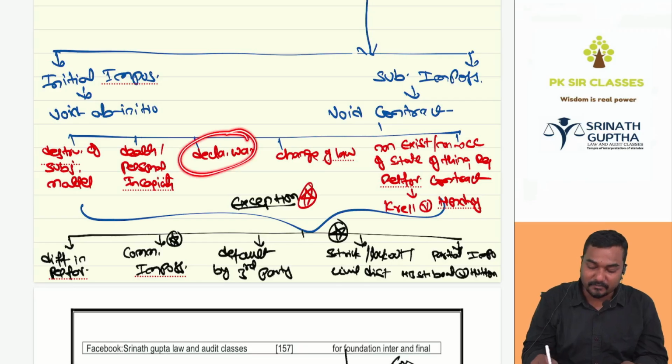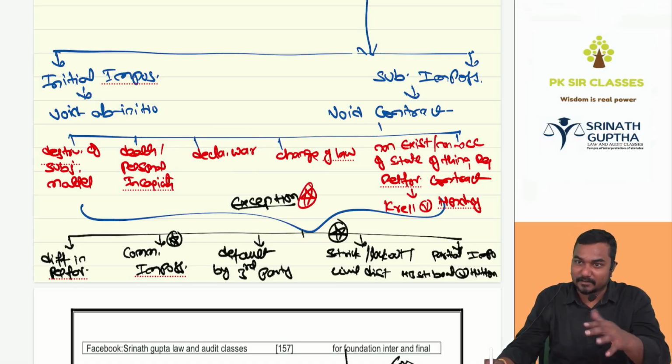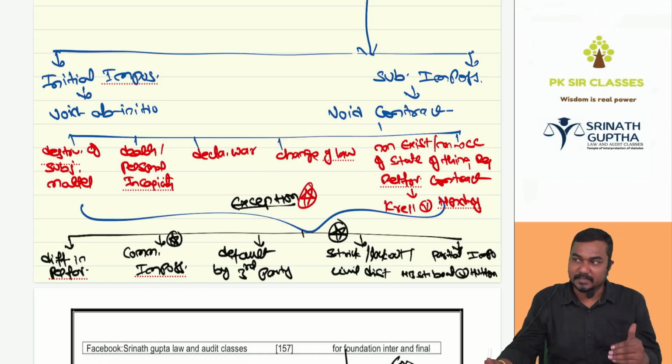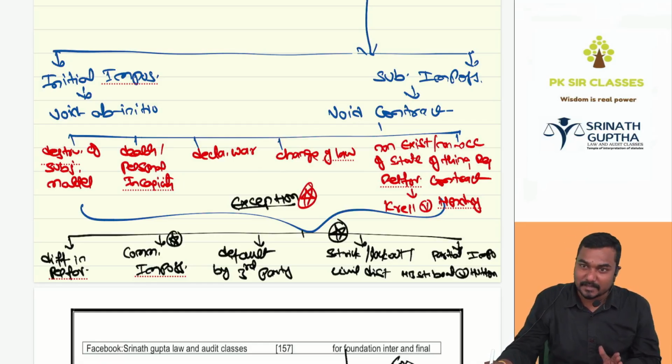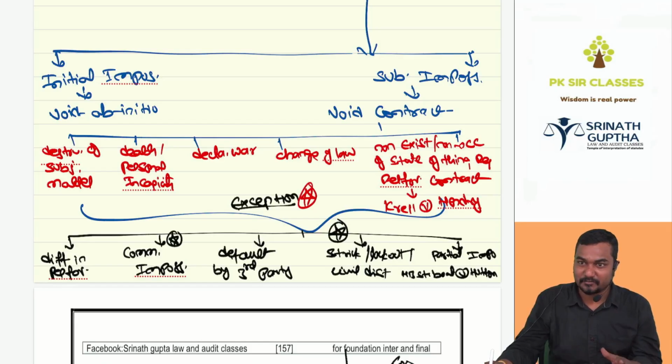Next, declaration of war. I entered into an agreement with Ching Chang Cho of China for supplying mobiles. There is a war between India and China. The contract will be discharged. Change of law: I entered into an agreement with Nikhil for sale of liquor from January to December. But Modi uncle said, from tonight 12 o'clock, liquor is banned. So from tomorrow, legal becomes illegal. Change of law, so the sale of liquor will come to an end.